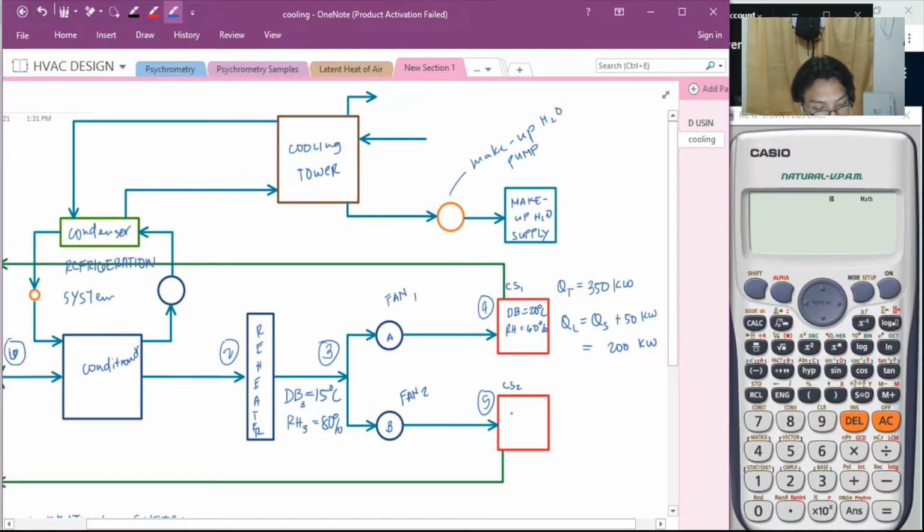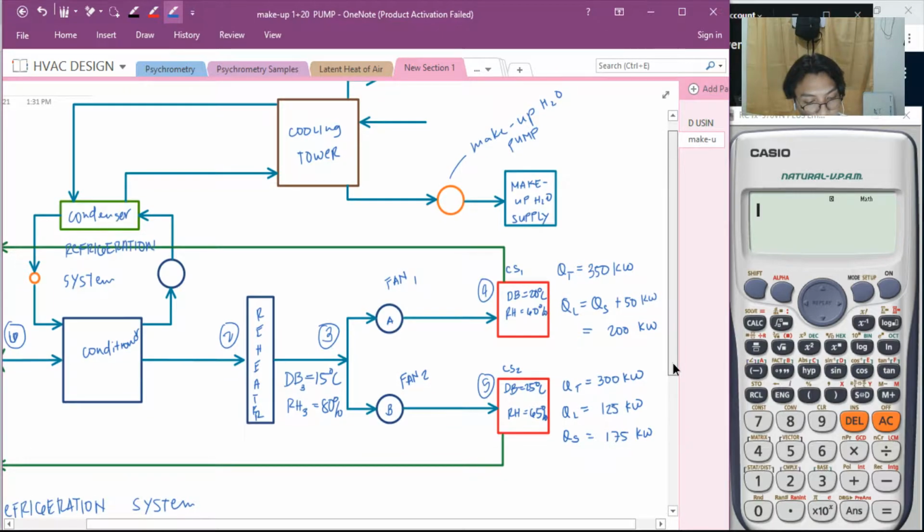Now, in your room number 5 or point 5, your dry bulb is at 25 degrees Celsius and relative humidity at 65%. QT, or the total heat load at room number 5, is 300 kilowatts. Your QL is equal to 125 kilowatts. QS, 300 minus 125, that is 175 kilowatts. Oh, meron pa ba tayo nakalimutan?